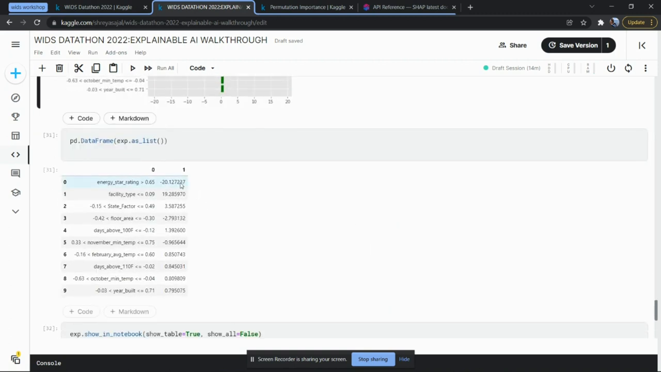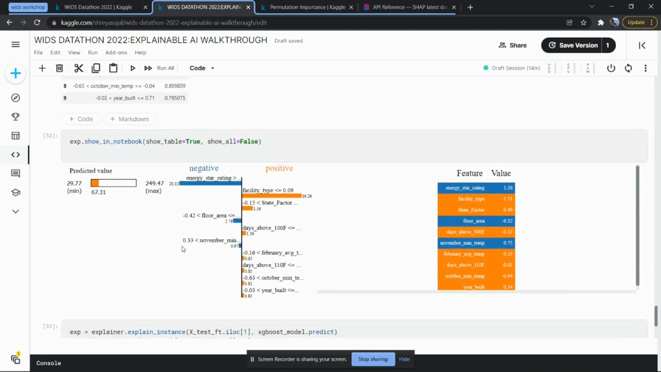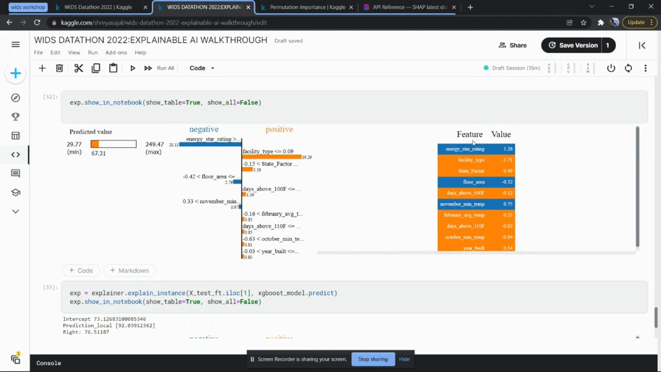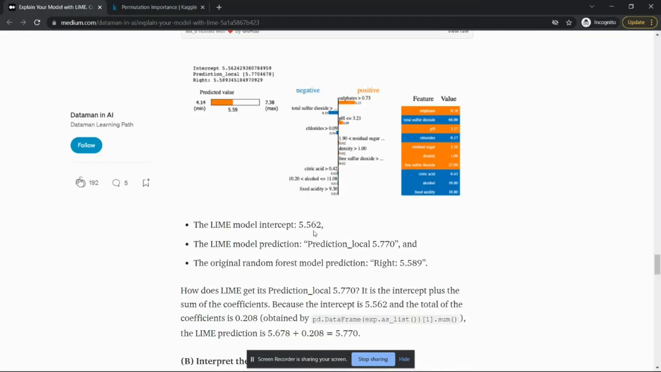So after that, one column shows the coefficients of these features in the linear model that was fitted. And after that, we can see this prediction and the impact that we saw right now. So energy star rating having a negative impact and the positive impact by the facility type. This is in a more understandable and interpretable way. So here we have the feature and the value of the coefficient. Once you add up these values of the coefficient to the intercept value, then you actually get the predicted value. Okay. So the LIME model intercept, you can see over here in this example also, it is 5.562.